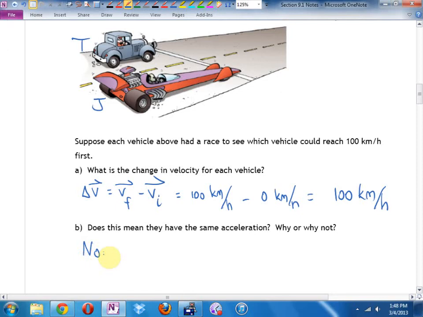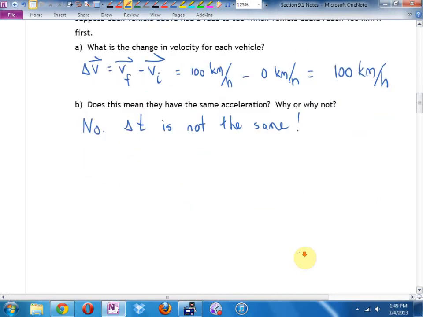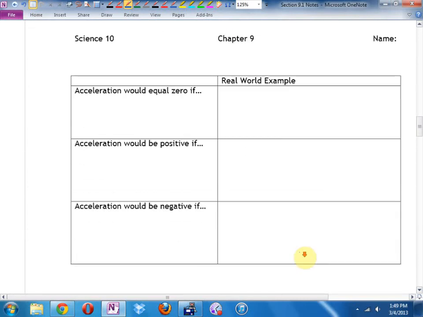Why don't they have the same acceleration? There's a shorter way to write that. Yeah, the change in time, the delta t, not the same. Justine obviously took way less time, assuming you both floored it. Okay. Turn the page.